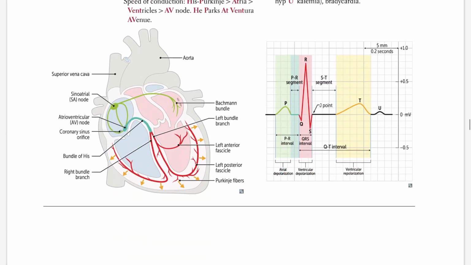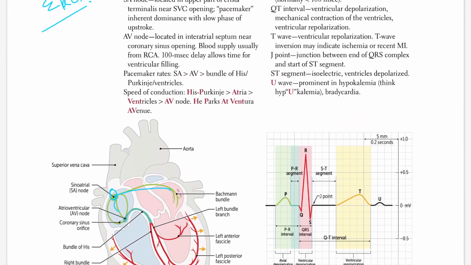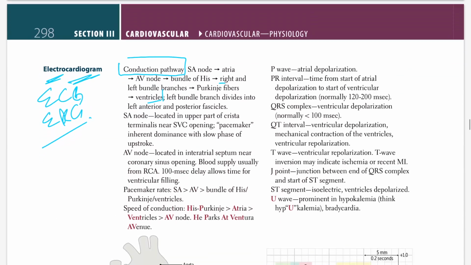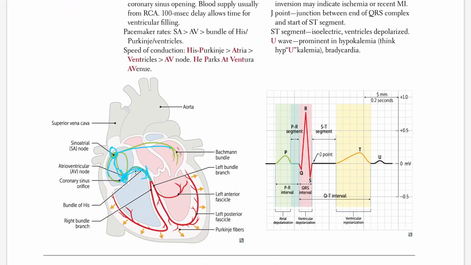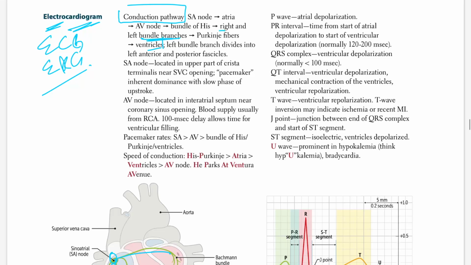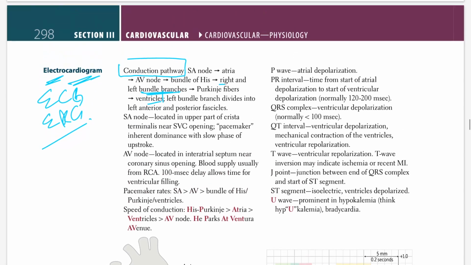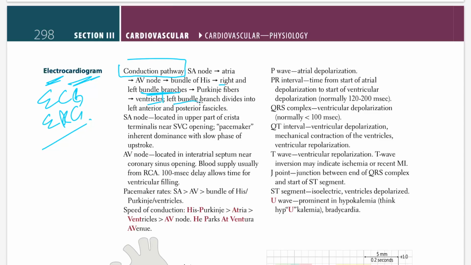And if you want to look at a diagram, you have a SA node. It goes into the atria, the AV node. So all of the atria, right, and then goes also to the AV node. After the AV node, it goes into the bundle of His. After the bundle of His, it goes into right and left branch first, and then it goes into Purkinje fibers. Simple.